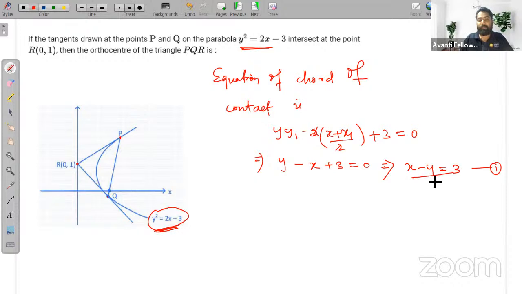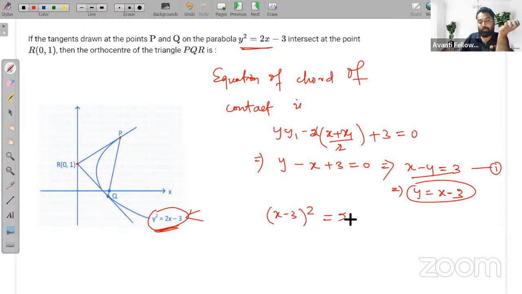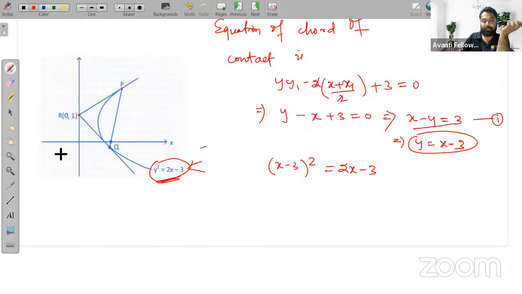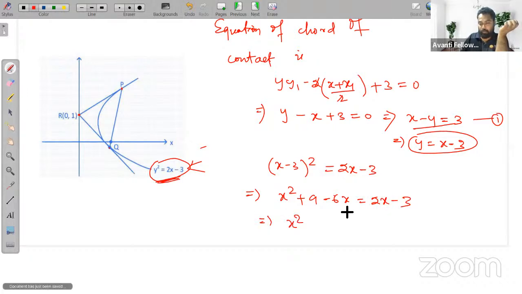So here I'm getting y as x minus 3. If we put y as x minus 3 in this parabola, what will we get? It will be x minus 3 whole square is equal to 2x minus 3. So solve this, you will get x. If we solve it, it will be x square plus 9 minus 6x is equal to 2x minus 3. So it will be x square minus 8x plus 12 is equal to 0.